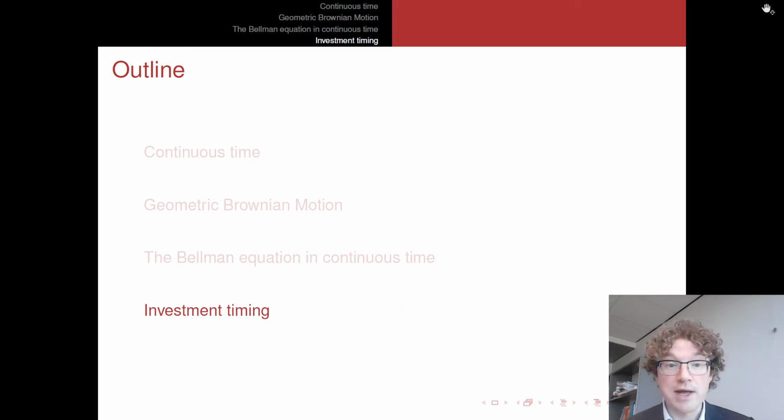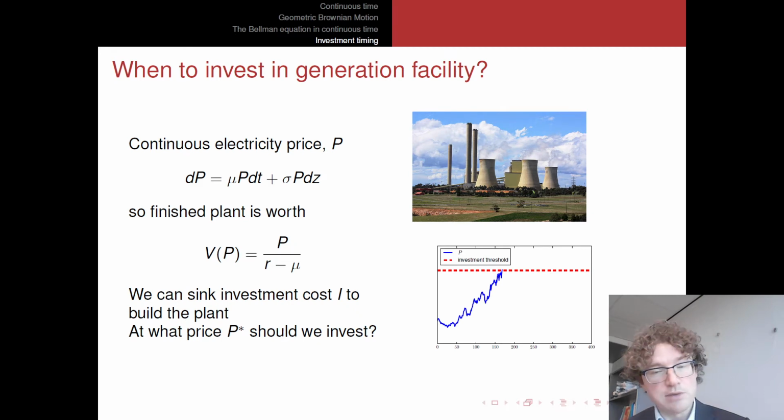So let's go and have a look at investment timing. The basic question that's going to drive what we're doing is investment in a generation facility, an electricity generation facility. If you want to make the investment, of course you will produce electricity, and you will get some price for that electricity, and that price P is going to be uncertain. So that's where our uncertainty gets into the picture.